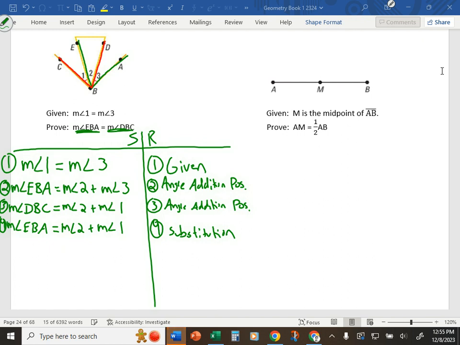Now, we've got angle DBC is equal to angle 2 plus angle 1. Angle EBA is equal to angle 2 plus angle 1. So how can we say that the measure of angle EBA is equal to the measure of angle DBC? Everyone shout it out. 1, 2, 3.